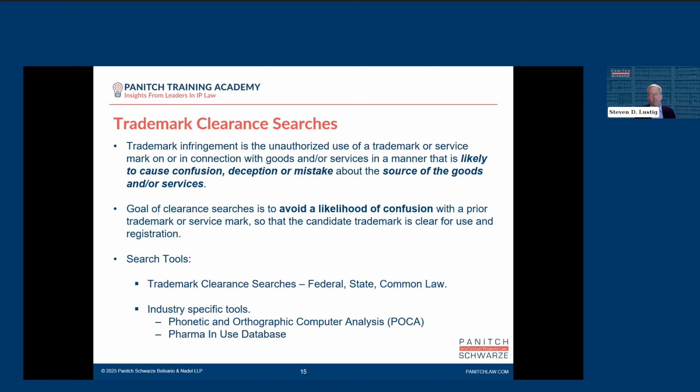Then there's the Pharma in Use database. That's a database of, as you might imagine, names that are in use in connection with pharmaceuticals. Again, when we do clearance searches, particularly in the pharmaceutical space, we go the extra step of looking at these tools to help clear and to help make sure that your proposed mark is not infringing or likely to be confused with the mark of another party.